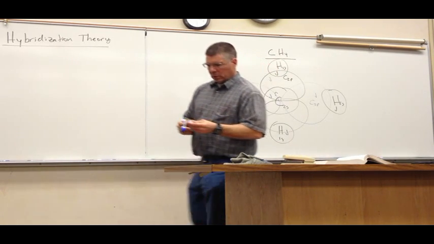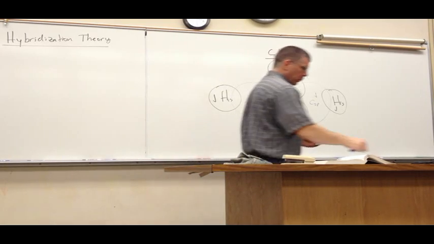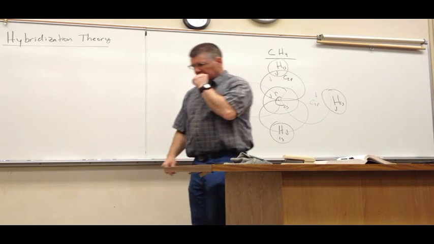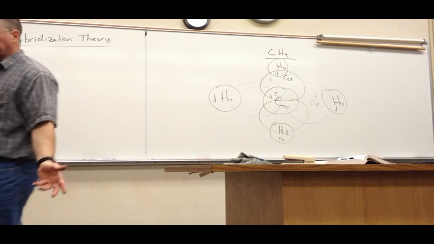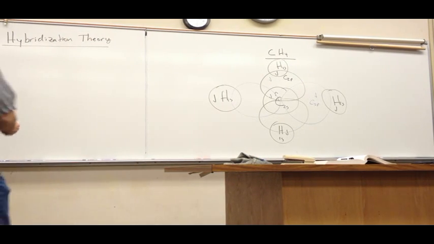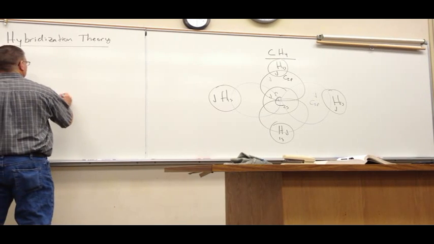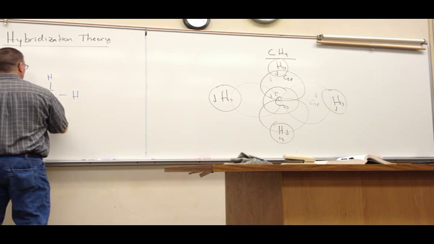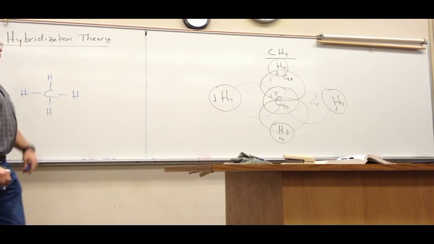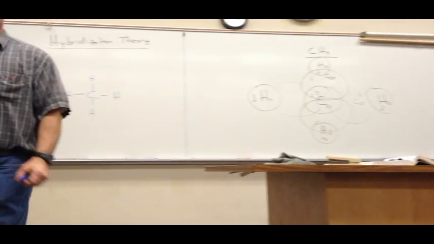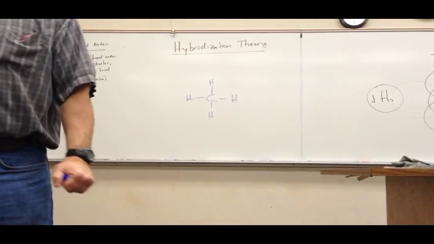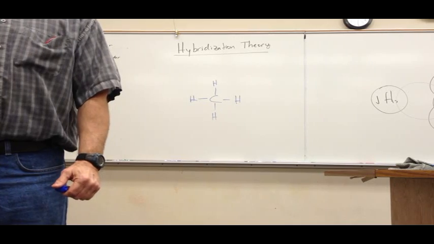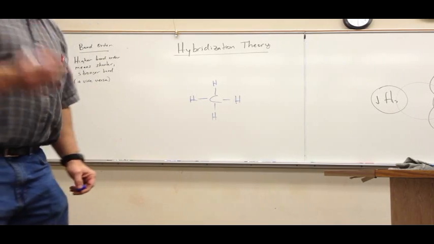So one of the things that we know about methane, CH4, is its shape. The Lewis structure looks like this. What does VSEPR theory predict the molecular geometry to be? Tetrahedral, which means that the bond angles are all the same and they're all 109.5 degrees.